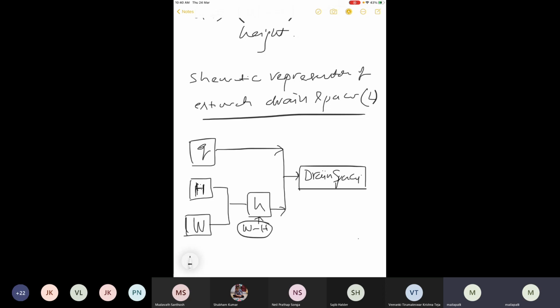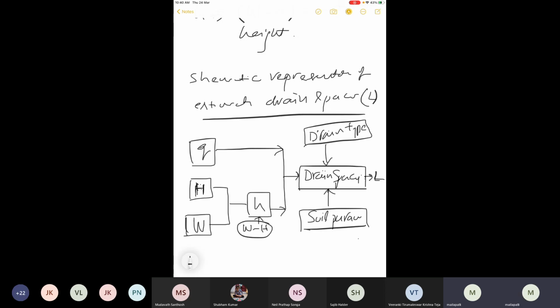So the drain spacing formula is a function of Q and small h. It also requires two parameters. One is the drain type, mostly the pipe characteristics. The other is the soil type, the soil parameters, so hydraulic conductivity and other parameters. Only that much, and then you get capital L.